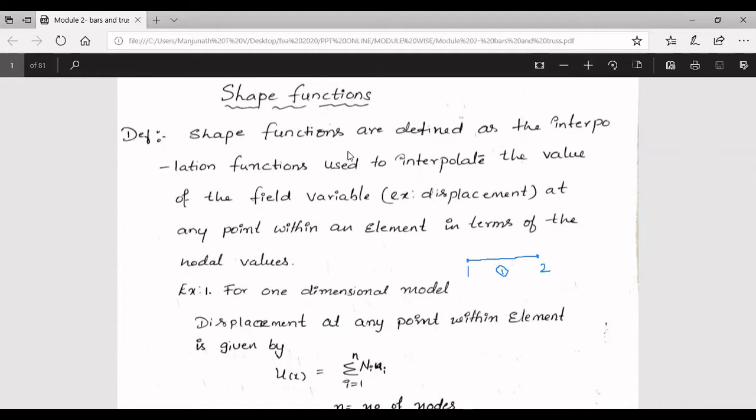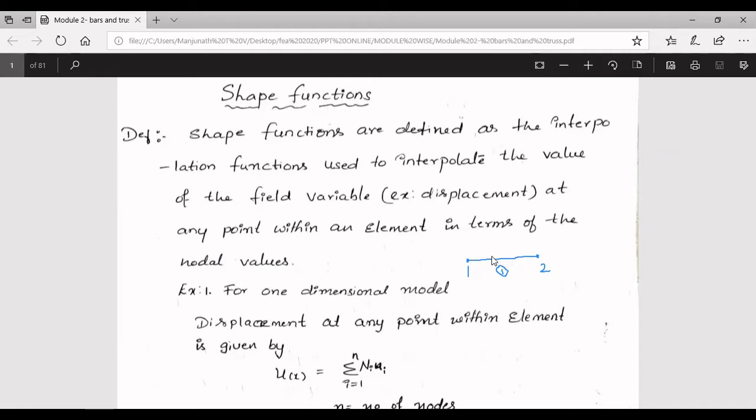Today's session we discuss the shape functions. Shape functions are also known as interpolation functions. The interpolation functions are used to interpolate the value of the field variable. Here, the field variable is the displacement. If you take this element, within this element the displacement is going to vary from node 1 to node 2. If you want to know the displacement at any point within the element, then we are going to use the interpolation function.